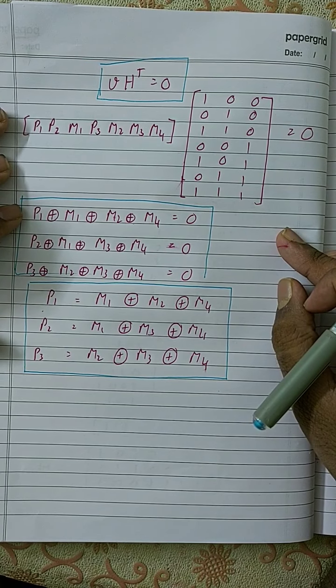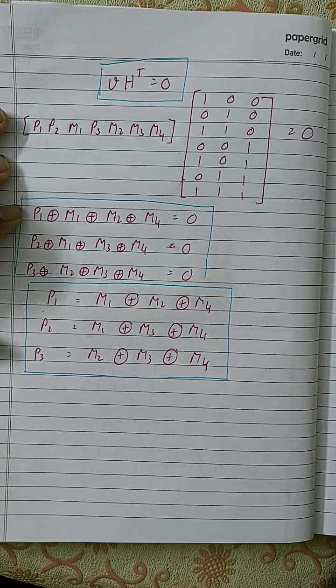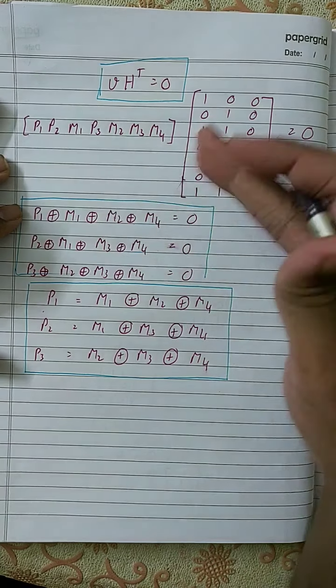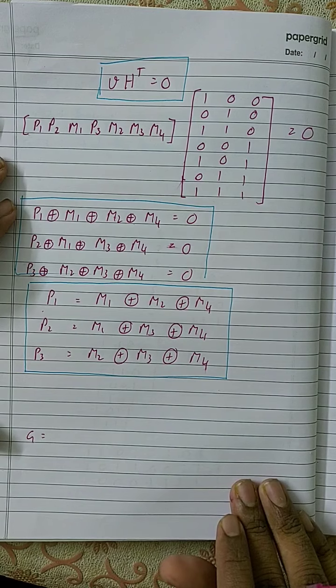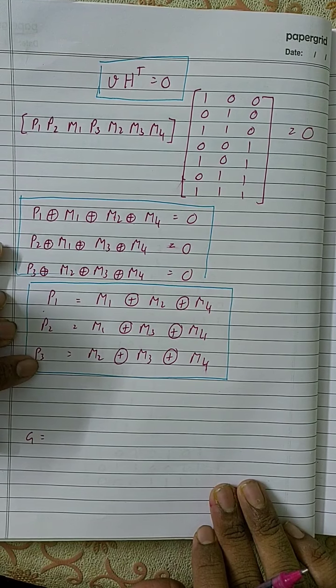Okay, so in that case, now I'm going to ask, if you have really understood this, you will be able to write the G matrix by yourself. It's very easy. Try the G matrix by yourself.